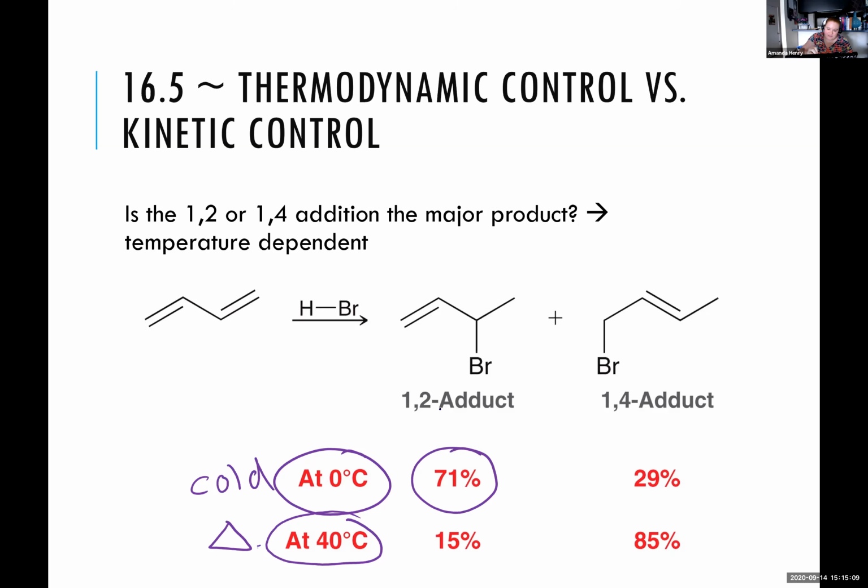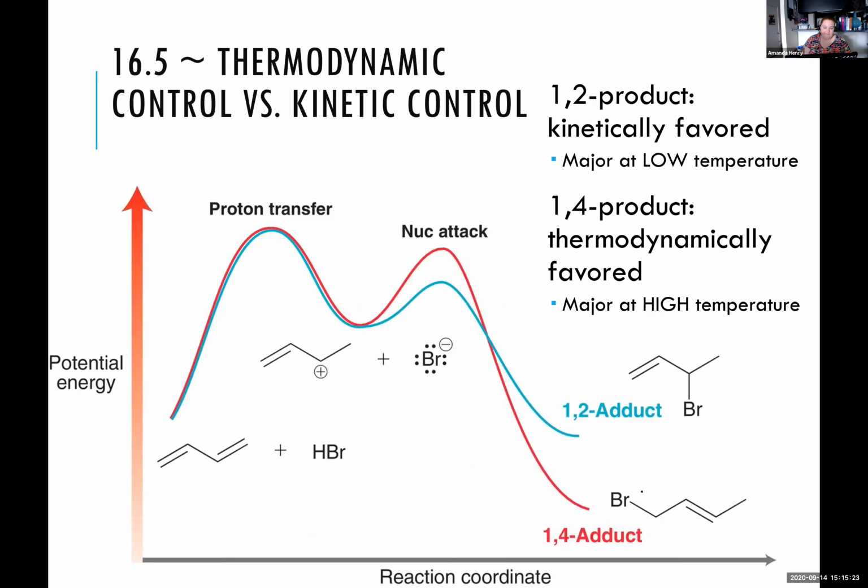At cold temperatures, the 1,2 product is our major product. And at hot temperatures, the 1,4 product is our major product. Let's talk about why. So this is our reaction coordinate diagram. We have energy over here on our y-axis, and the x-axis is labeled as reaction coordinate.